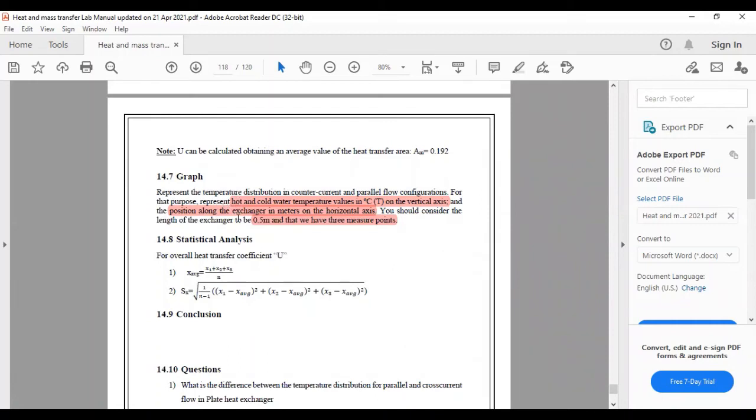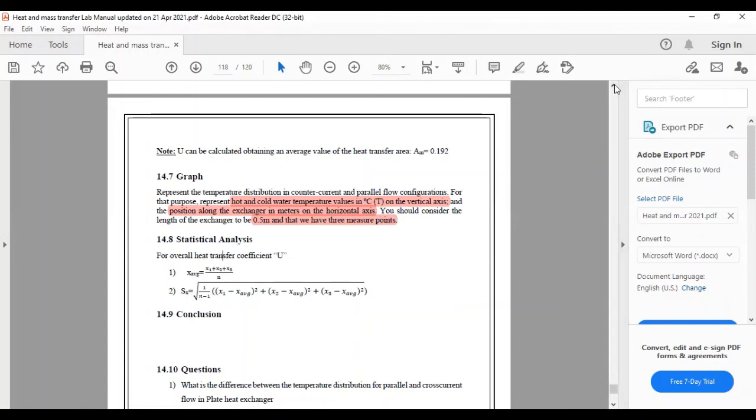On the x-axis we will take the position of the sensor. The total length of this heat exchanger is 0.5 meter, so we will divide this 0.5 meter into three equidistant measured positions. The temperatures of hot and cold water that we measured in this experiment we will take on the y-axis. So we will get the graph of these temperatures against the length of the heat exchanger.